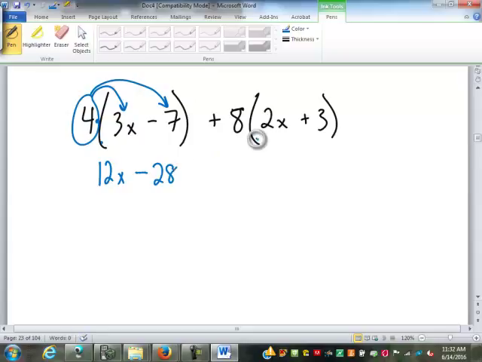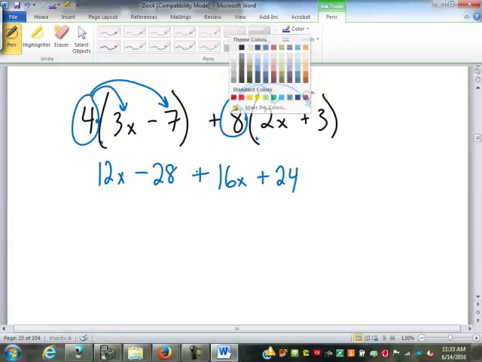Next set of parentheses. Anything we can do inside that parentheses? No. Is there anything we can do to the parentheses? Yes, times 8. So 8 times 2x is 16x. Now there's no symbol here. That's a positive 16, so I'm going to put in plus, so there's something to connect them. 8 times 3, 24. Again, it's positive 24, so I'll put a plus in front.